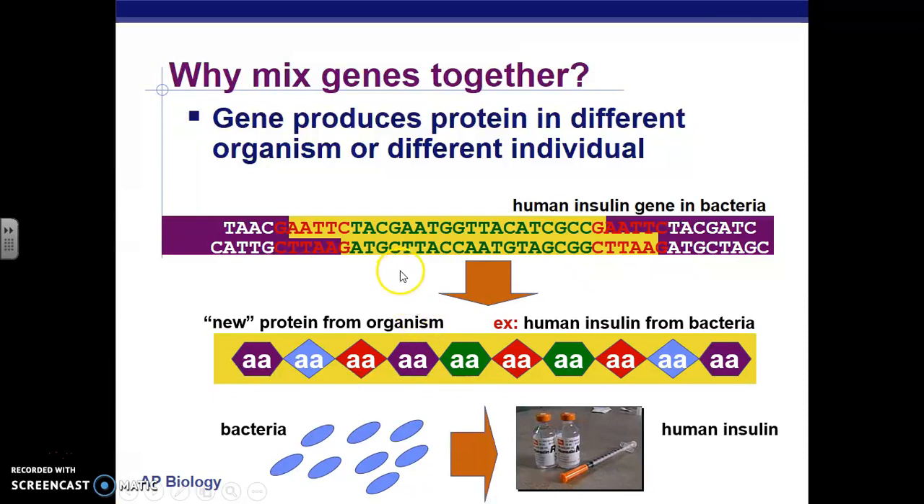If you cut the human insulin gene with a restriction enzyme, and then cut a plasmid with the same restriction enzyme, they'll have complementary sticky ends, and they'll stick to each other. And then you can take that plasmid, which now has the human insulin gene, and insert it into bacteria, and then they'll produce human insulin. When we get back from vacation, we're going to be discussing that in greater detail.